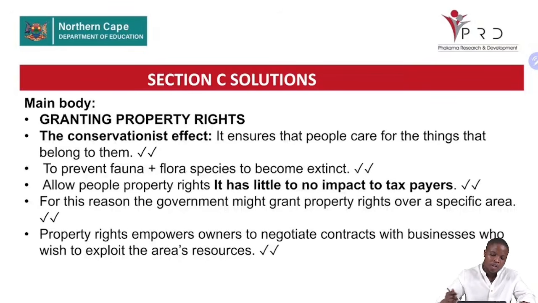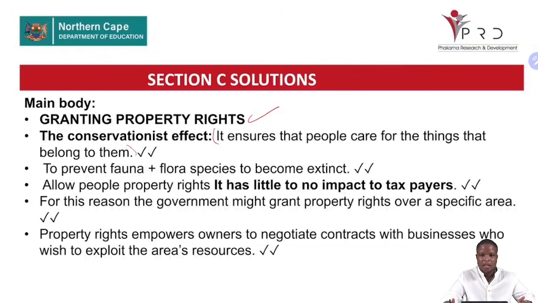Right, we go to the body. So you will be marking yourself on the headings as well, because we were not given headings, so there will be a mark for a heading. The first one there is granting of property rights. This is a way that government can intervene, by granting property rights. The conservationist effect: it ensures that people care for the things that belong to them. So if you said granting of property rights ensures that people take care of the things that belong to them, then you are correct. What is granting property rights?